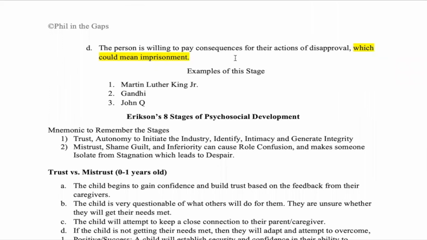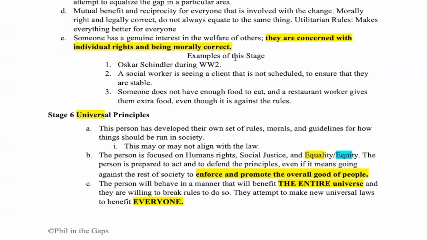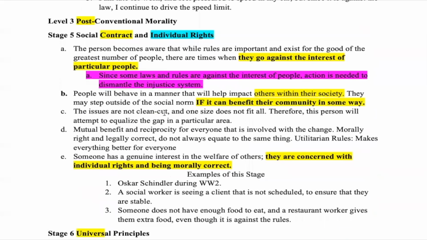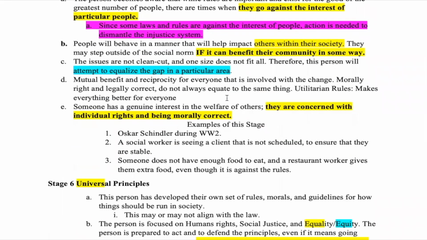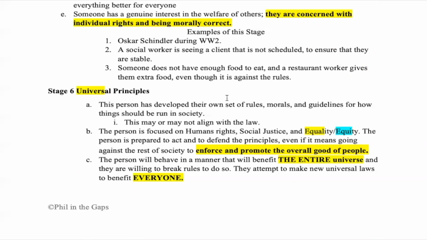let other individuals be oppressed. I will not let other individuals have a disadvantage. And I will not let other individuals not get the rights that they particularly need with and for their situation. So universal principles, they're advocating for every single individual on the planet. When we had social contract and individual rights, we were trying to advocate for particular individuals, and they were attempting to equalize the gap in a particular area. While universal principles is I'm wanting to change every single individual on the planet.